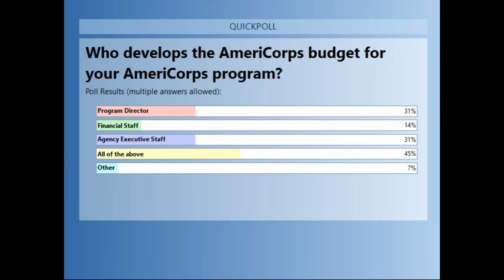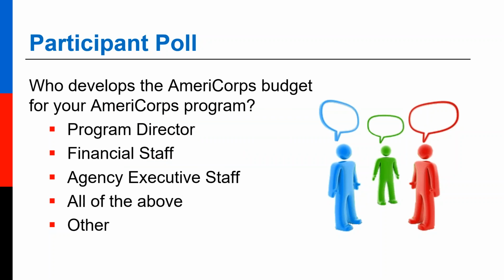Okay. So it's a little bit all over the place. 31% of you say the program director does. 14% say financial staff. And remember that we allowed multiple selections. 31% agency executive staff, and 45% all of the above. I like all of the above because the more individuals involved within the agency in developing the budget, usually it's a stronger budget. And 7% of you said other. So thank you for taking the time to answer the poll.